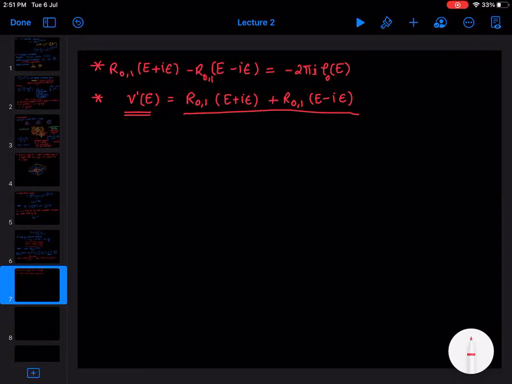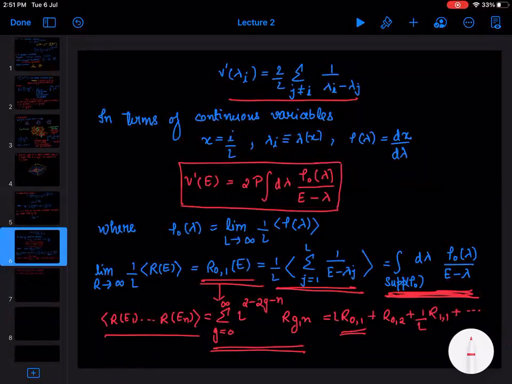I have a question. Can you go to the previous page? Yes. So in the last equation is R_{g,n}. You are taking R_{0,1}, R_{0,2}. Why are you varying n? N is fixed, no? G is only summed over. Why are you taking different values of n? Yeah, but if I want to calculate the resolvent, I'll just take R_{0,1}. Okay, for R_{0,1} you will take only the one.